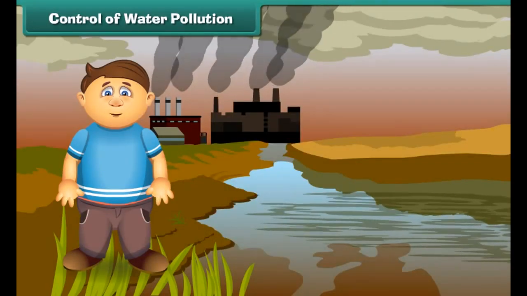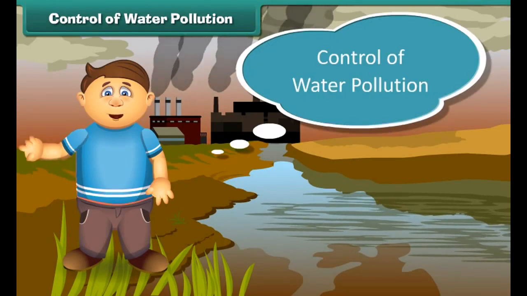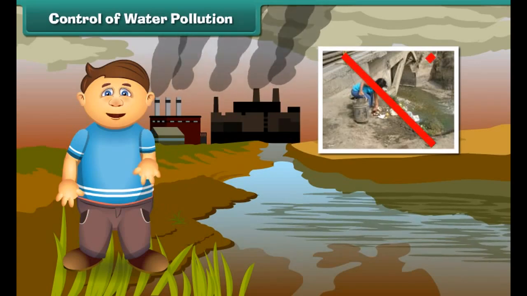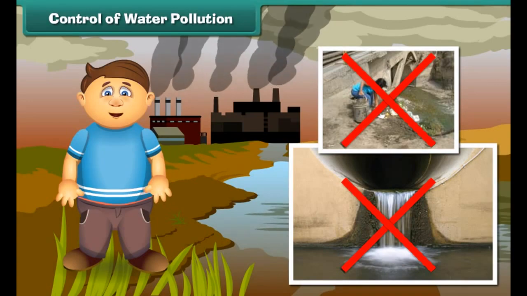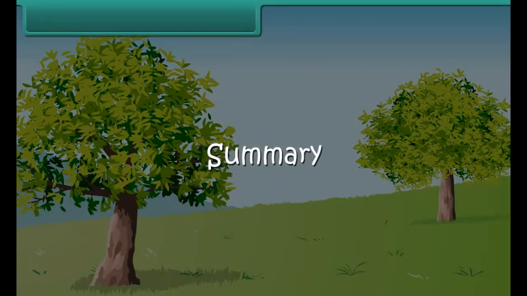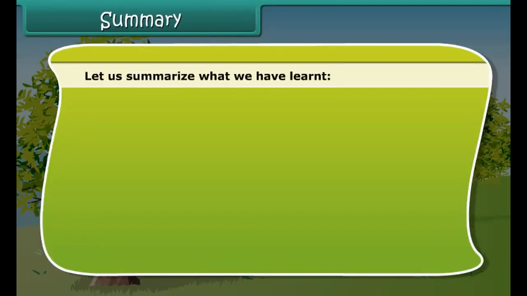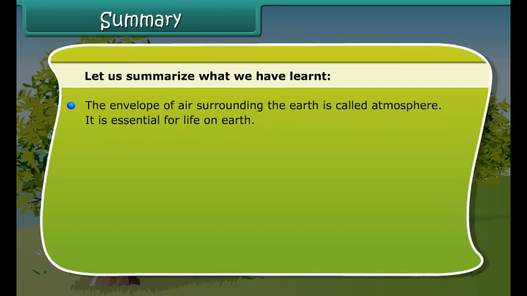Summary. Let us summarize what we have learned. The envelope of air surrounding the earth is called atmosphere. It is essential for life on earth. Animals and plants living in water use dissolved air for respiration. Animals living in soil use the trapped air in it for respiration.